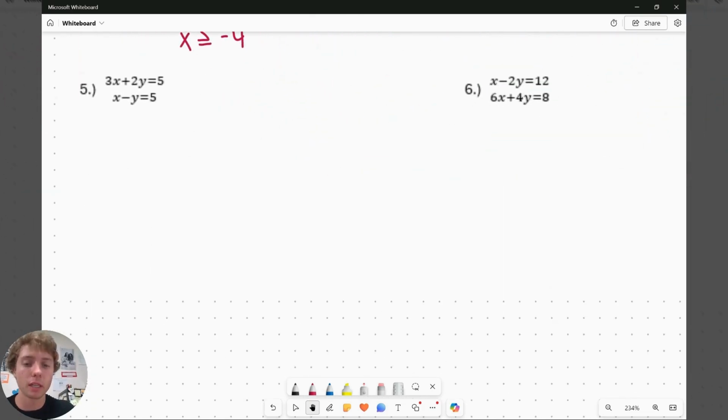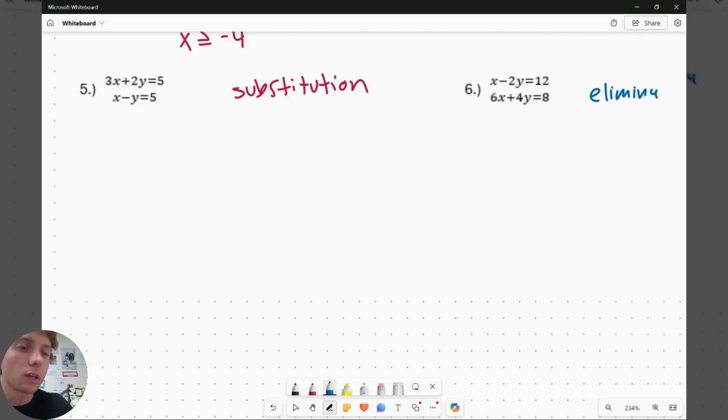Bottom two problems here, solving using elimination or substitution. Use whichever one you like more. Number 5, I will do a substitution. Do you have to do substitution there? No. I'm just going to show one process for each. So I'll do one substitution, one elimination, so that we do have an example of both.